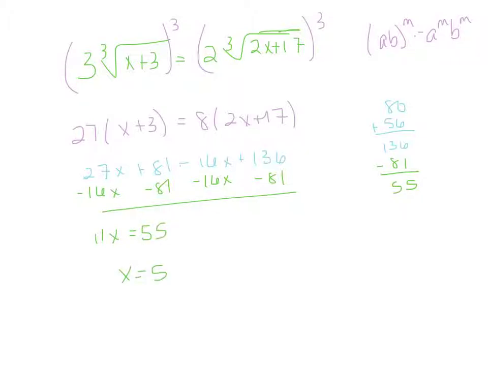And you should always check to make sure that that works. And again, for the case of cube roots, that will work. If you had a square root, though, you cannot have a negative under a square root. So if the answer you get for x gives you a negative under the square root, you just need to cross it out because it's an extraneous answer.